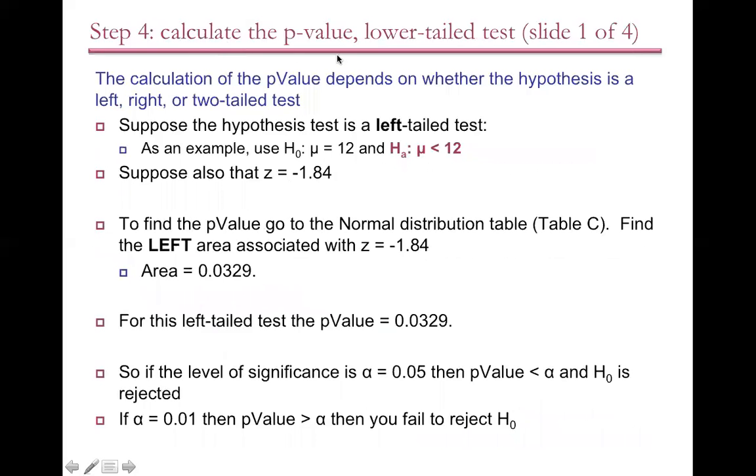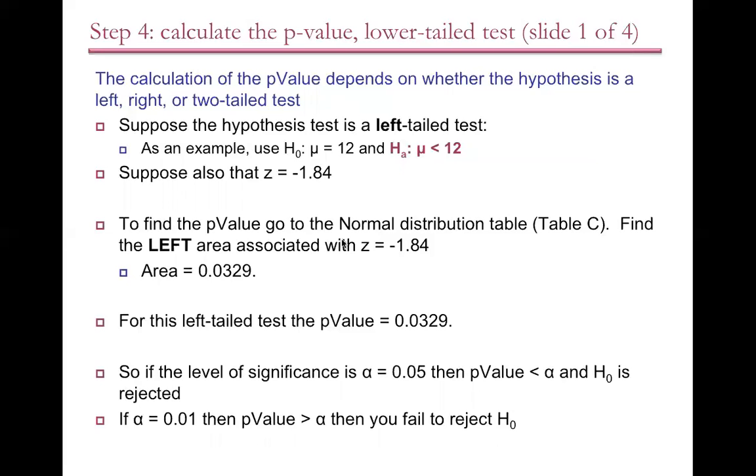Okay, so now how do we compute the p-value? Well, suppose we start with a left tail test. And as I said earlier, the computing of the p-value is slightly different if it's a left tail test or a right tail test or a two-sided test. I'll go through each example.